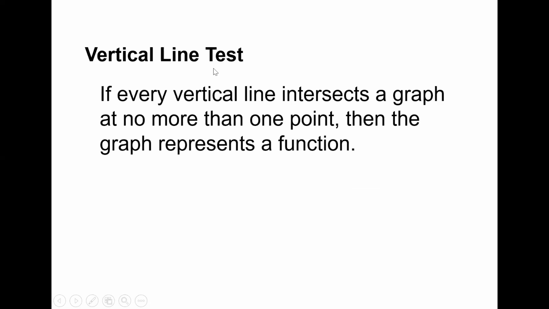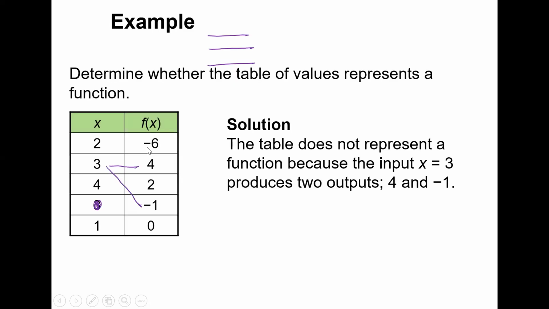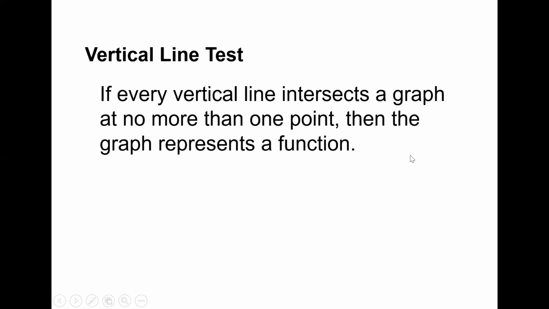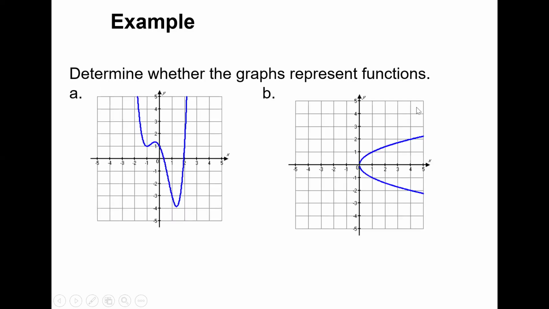Now, another way we can do that is with the vertical line test. So what we could do is we could graph this. Remember, this is going to be our y values. That's going to be our x values. We could graph a table and make it x, y intercepts and all that good stuff. And so if every vertical line intersects a graph at no more than 1 point, then the graph represents a function. Okay. So if we look at these two graphs, no matter how many times we draw a vertical line, it's only going to intersect at once here. So this will be a function.